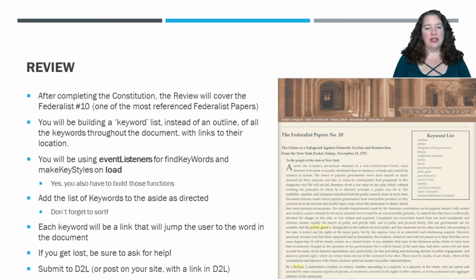You're going to be using your event listeners. You're going to have a couple of functions, and you're going to have the list that's going to be in this side. It's going to have a rule to sort. Make sure you follow the rules. Each keyword will be a link that will jump to the specific keyword in the document, similar to the links that we did in our outline.